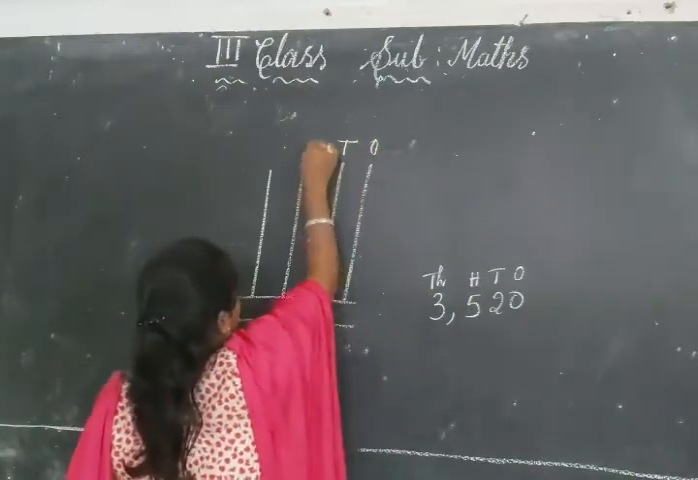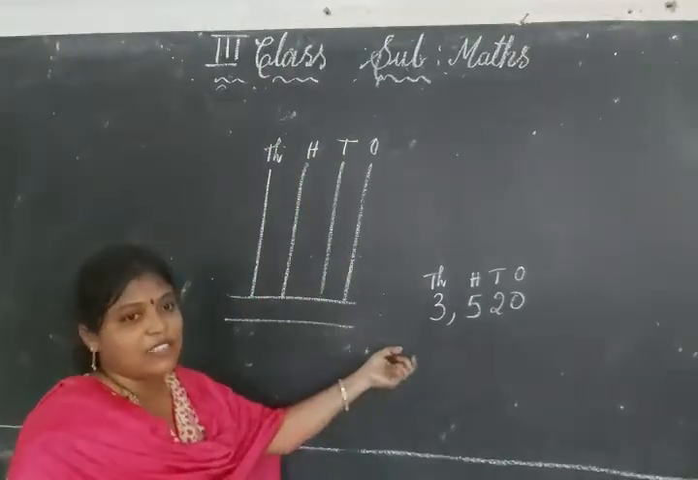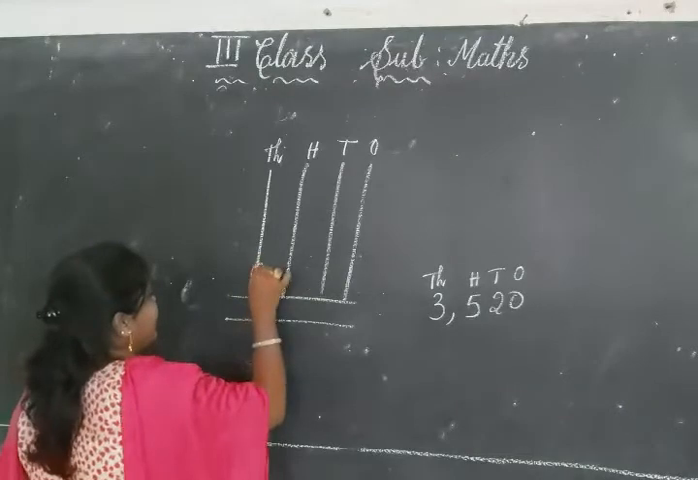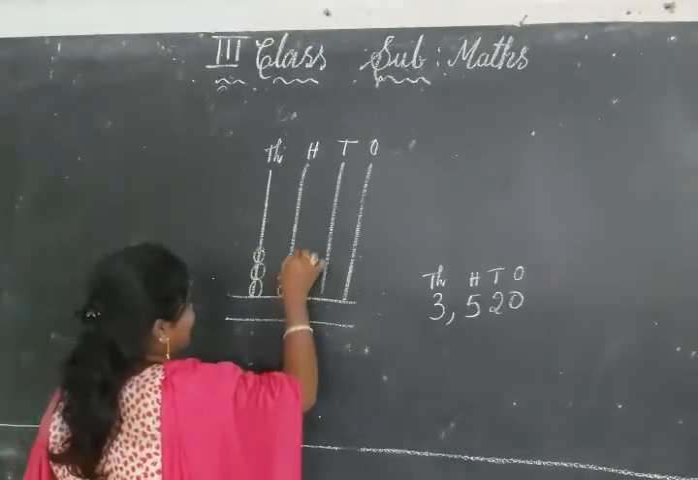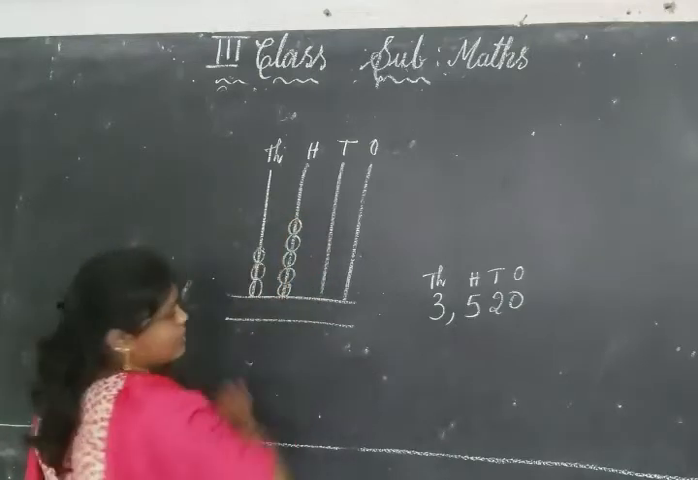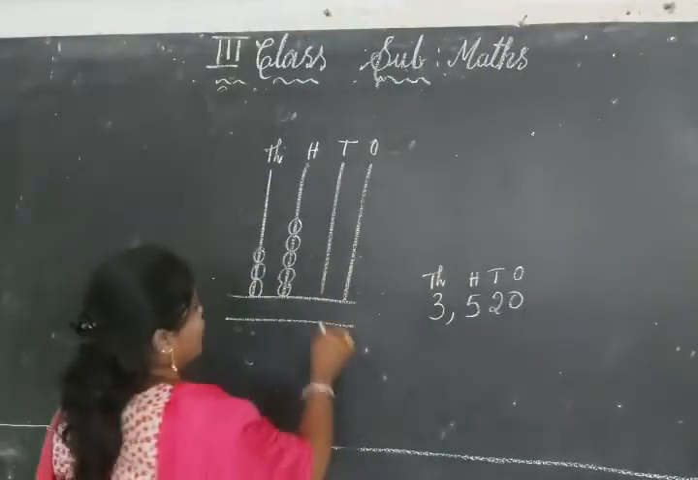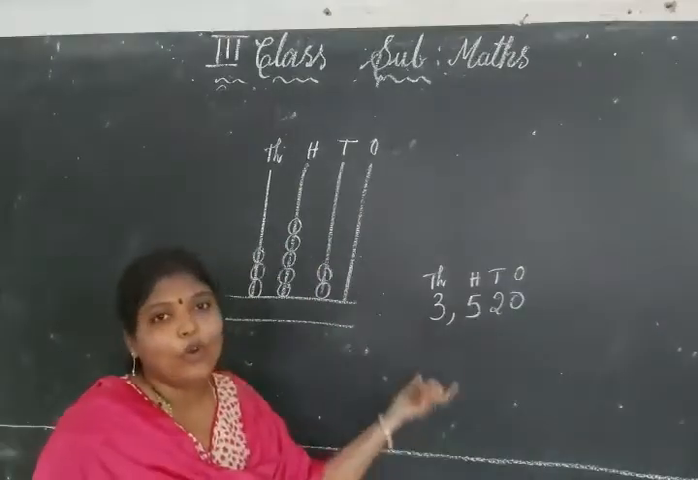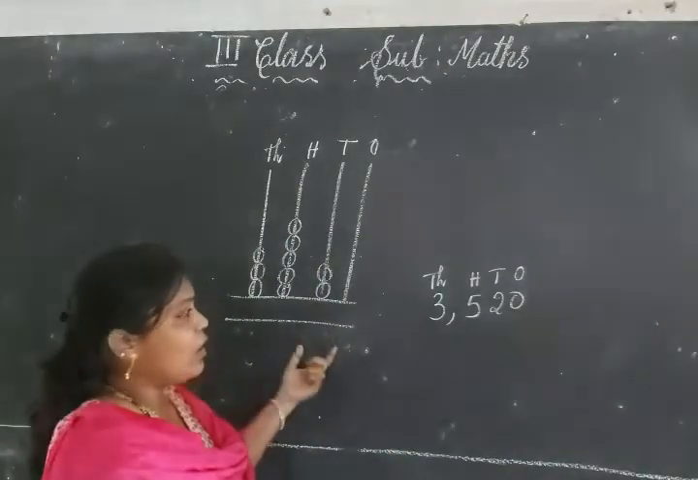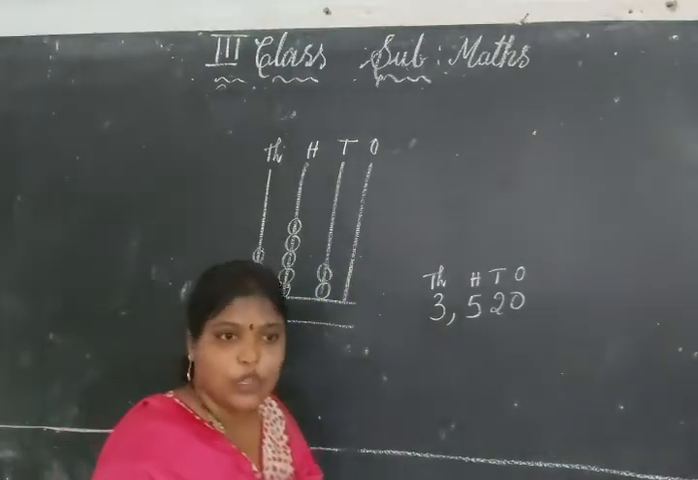Ones, tens, hundreds, thousands. Here the thousands place digit is 3. So draw 3 beads on thousands rod. Hundreds place number is 5. So draw 5 beads on hundreds rod. And the tens place digit is 2. Draw 2 beads on tens rod. And there is 0 in ones place, right? So no beads in ones place. So children, do you understand how to represent the number on abacus?